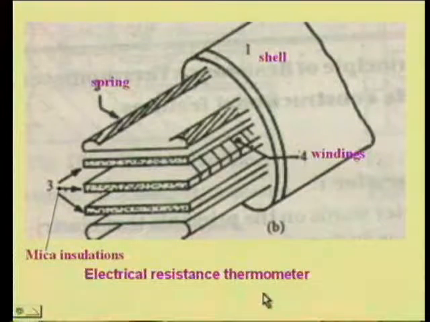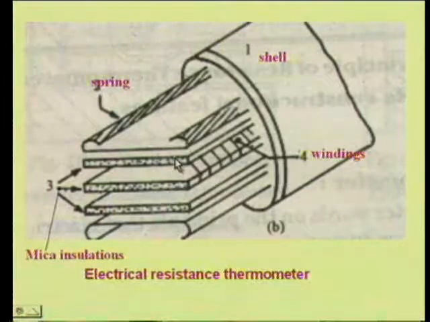Next is another type of resistance thermometer. Here, if you see, this is the spring, this is the shell, and these are the windings. These windings are wound around the mica plate, and the windings are sandwiched between two mica plates, and these mica plates are in between the springs, so that it is shielded in a shell.